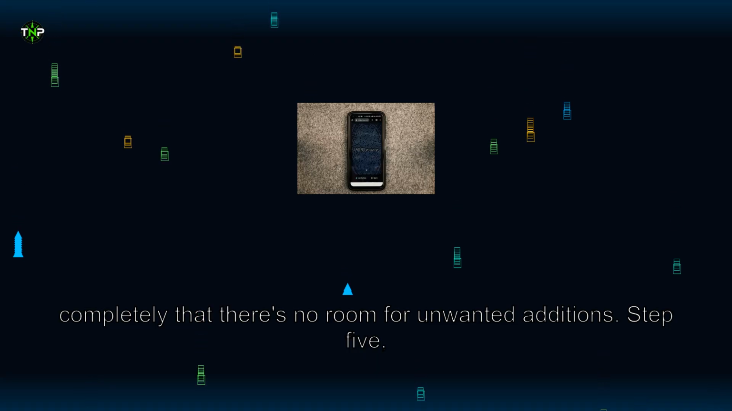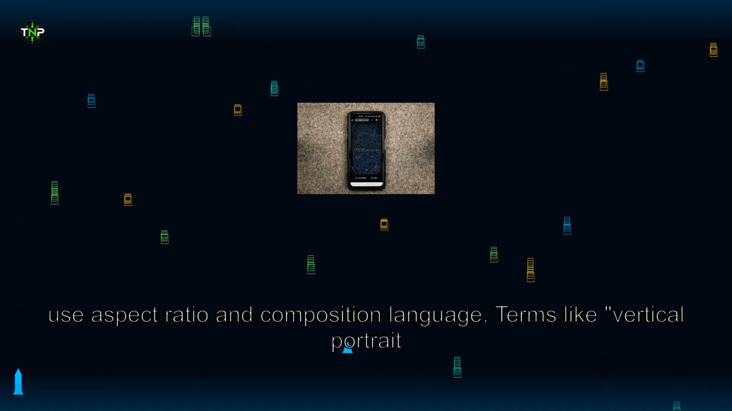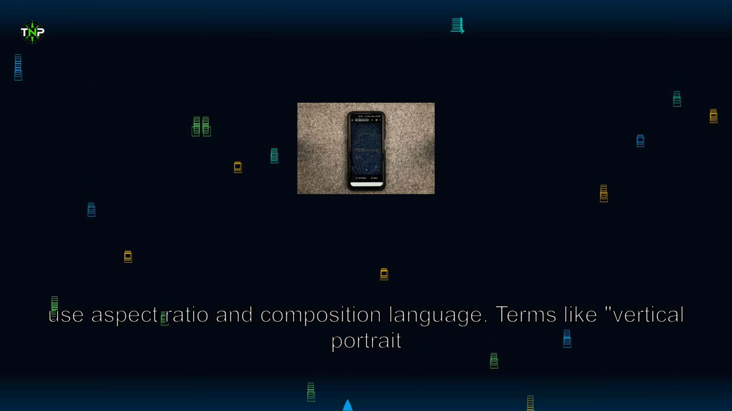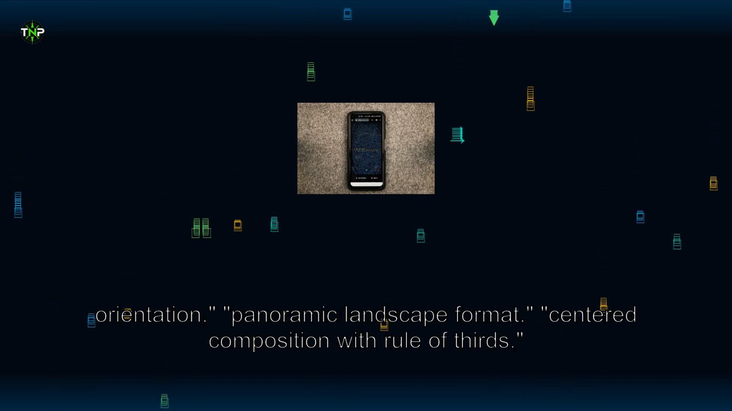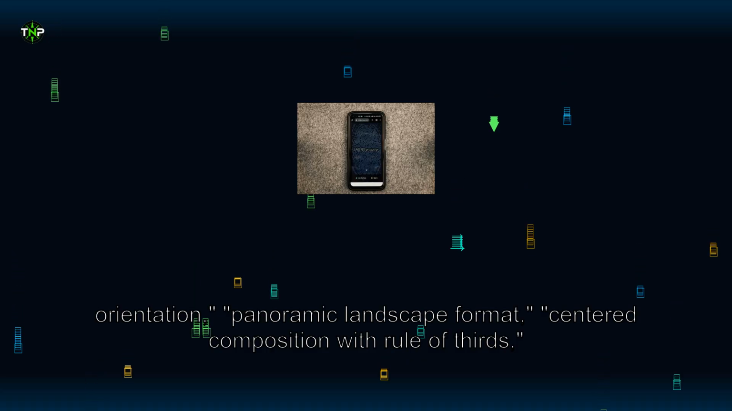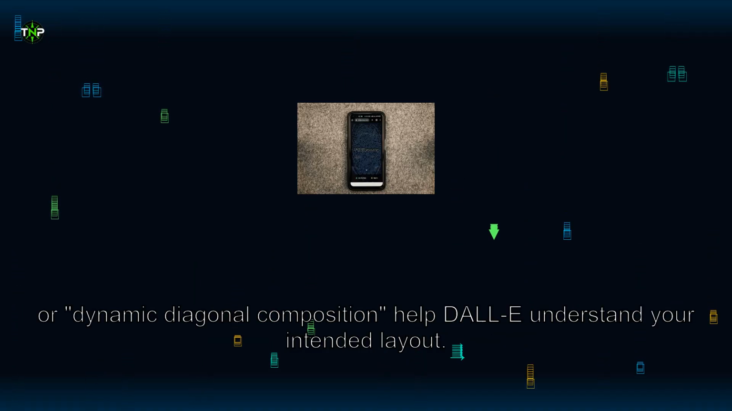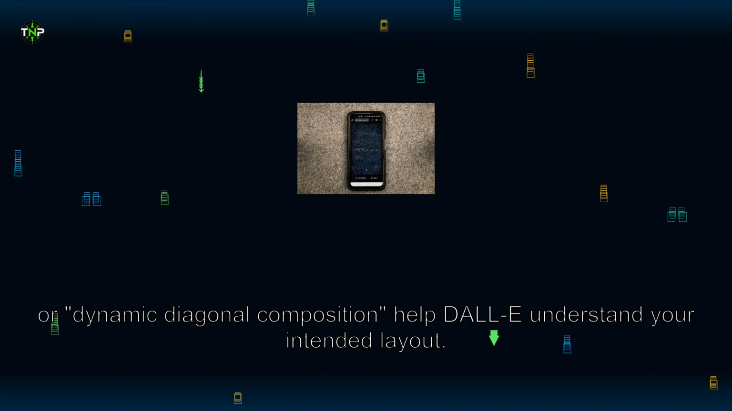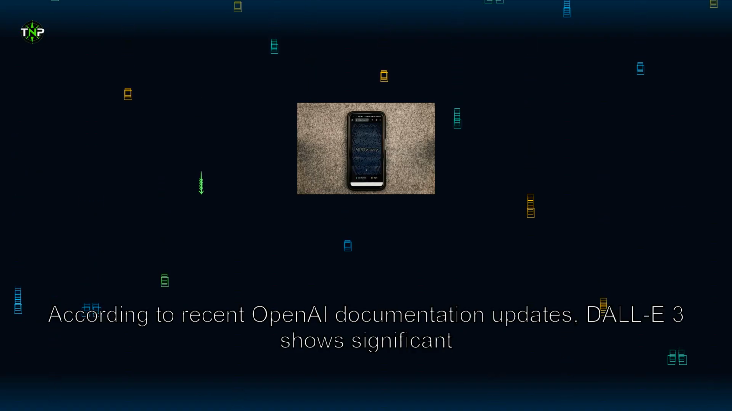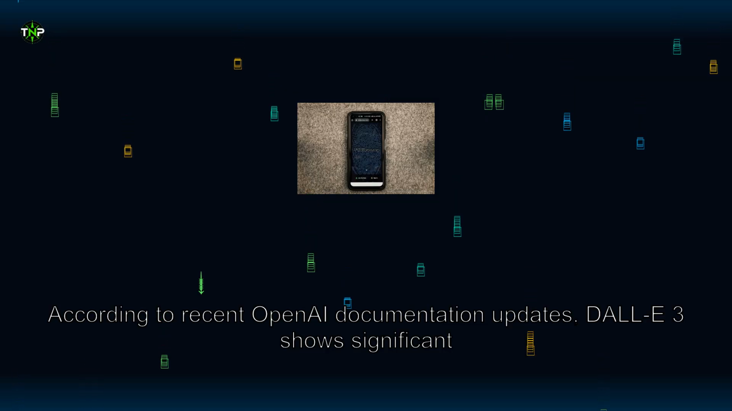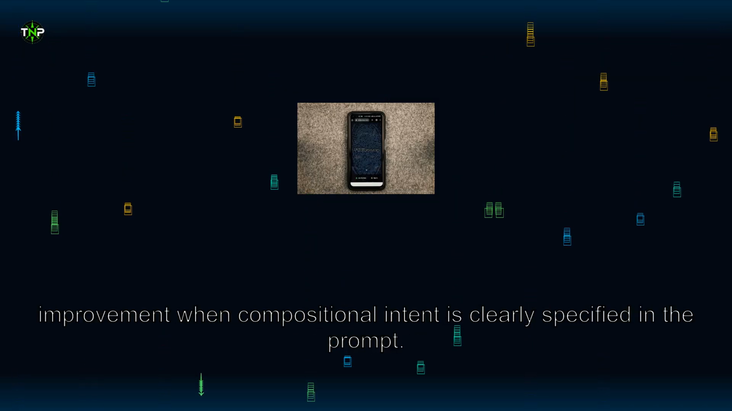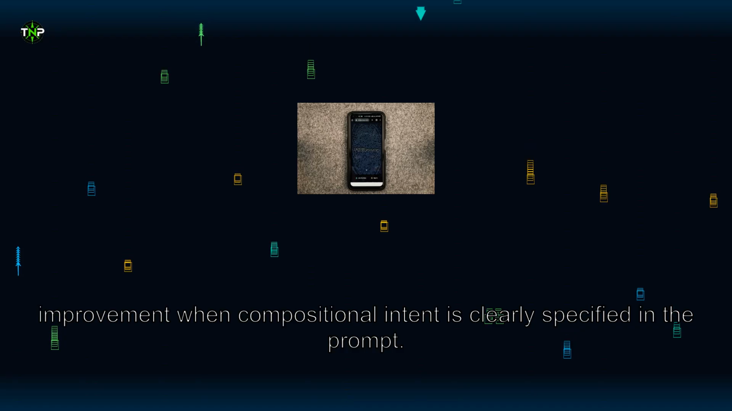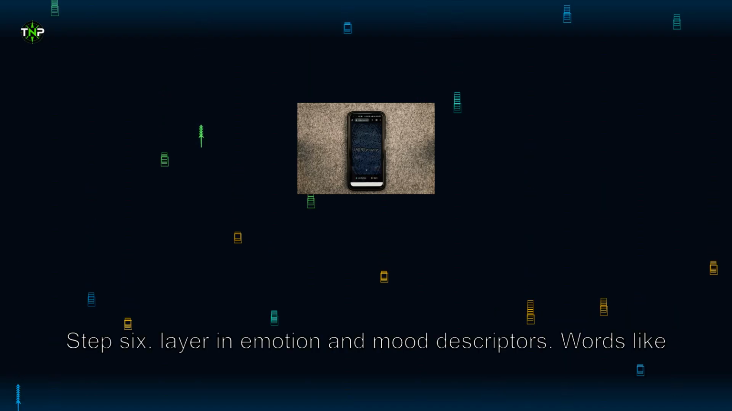Step 5. Use aspect ratio and composition language. Terms like "vertical portrait orientation," "panoramic landscape format," "centered composition with rule of thirds," or "dynamic diagonal composition" help DALL-E understand your intended layout. According to recent OpenAI documentation updates, DALL-E 3 shows significant improvement when compositional intent is clearly specified in the prompt.